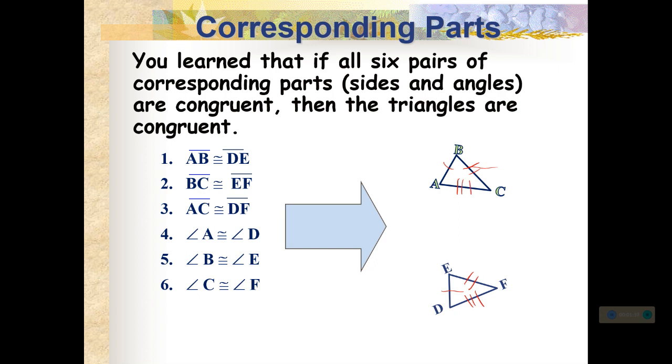Then angle A is congruent to angle D, so we have this one and this one. Angle B is congruent to angle E, so we have 1, 2 tick marks, then 1, 2 tick marks. The last is angle C congruent to angle F, so we should have 3 tick marks: 1, 2, 3. Since we have all the tick marks that are congruent on the sides and angles, we may say that triangle ABC is congruent to triangle DEF.